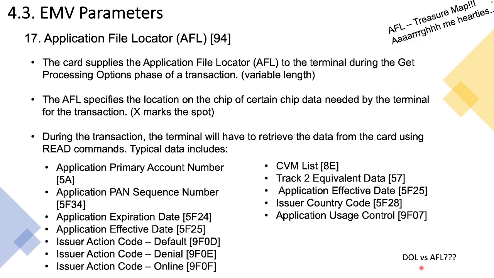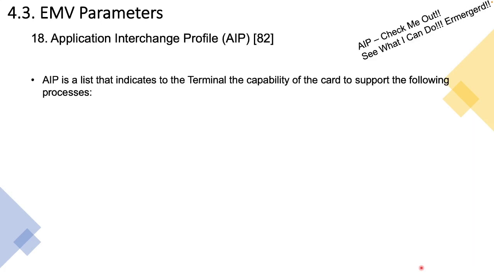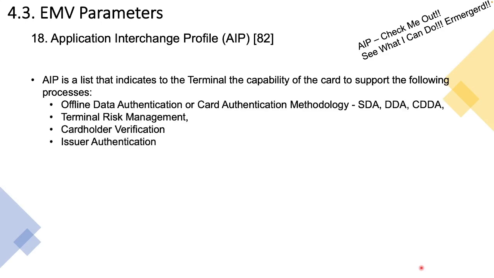Let's move on now to application interchange profile, or AIP, and this is tag 82 when written to the card. Okay, so what the AIP is, it's a list of things that the card is capable of doing. It's a way of telling the terminal that, hey, look, here are the things that I can do, right? And it relates to the following concepts.